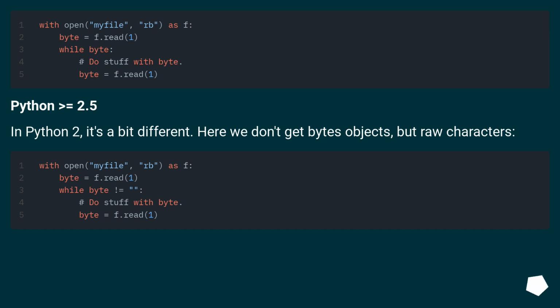Python greater than or equal to 2.5. In Python 2, it's a bit different. Here we don't get bytes objects, but raw characters.